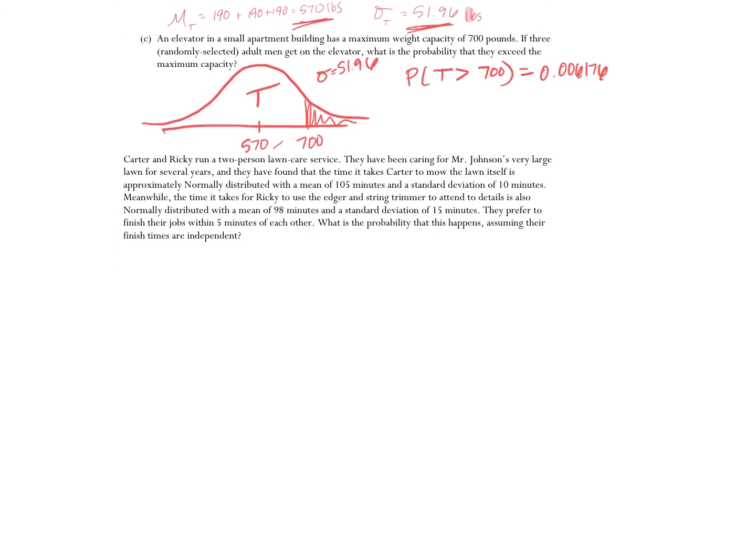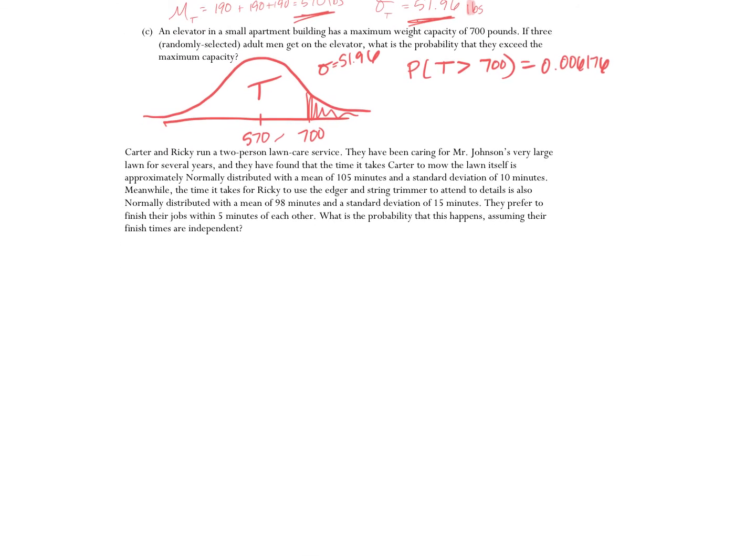There's one more thing that's going to show up here with Carter and Ricky. So here's what we got. The mean for Carter is 105 and the standard deviation for Carter is 10. And this is for how long it takes to do the mowing itself. And the mean for Ricky is 98, and the standard deviation for Ricky is 5. No, I got lost in my own question. 15.